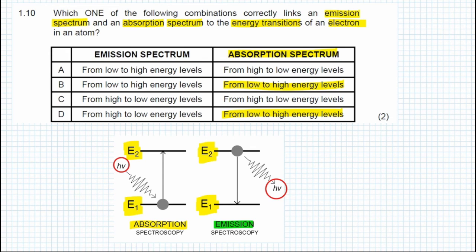Since we know that B and D contain the correct option for the absorption spectrum, we're going to look at which one of those two options has the correct wording for an emission spectrum. Remember, if we are looking at an emission spectrum, it shows how an electron has lost energy, or it is as a result of an electron emitting or losing energy. So we therefore go from high to low energy levels, and you can see I've highlighted everything for option D because option D is the correct answer to this question.